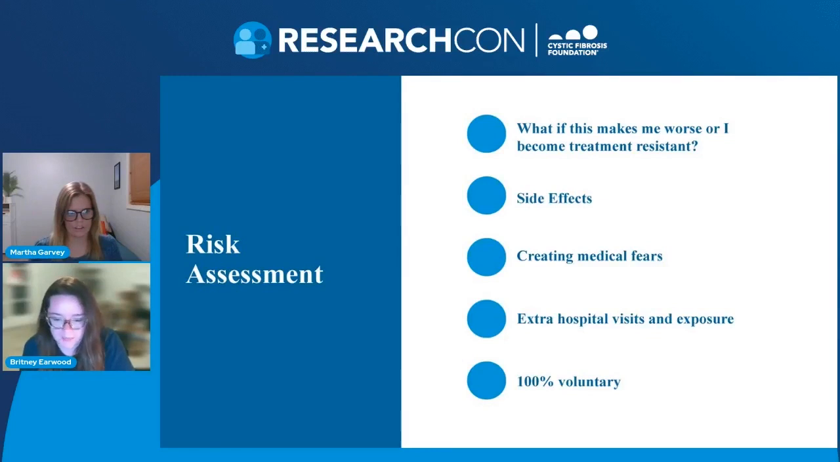Our clinical trial happened during the course of COVID, and we were in a hospital environment a lot over COVID. That was really scary, being around sick people more, or being in the hospital more. So that was actually a pretty significant concern of ours. But, as the last bullet says, it's 100% voluntary. You can leave at any point if it gets to be too much, or you do start having side effects, or you just don't feel comfortable doing it anymore.